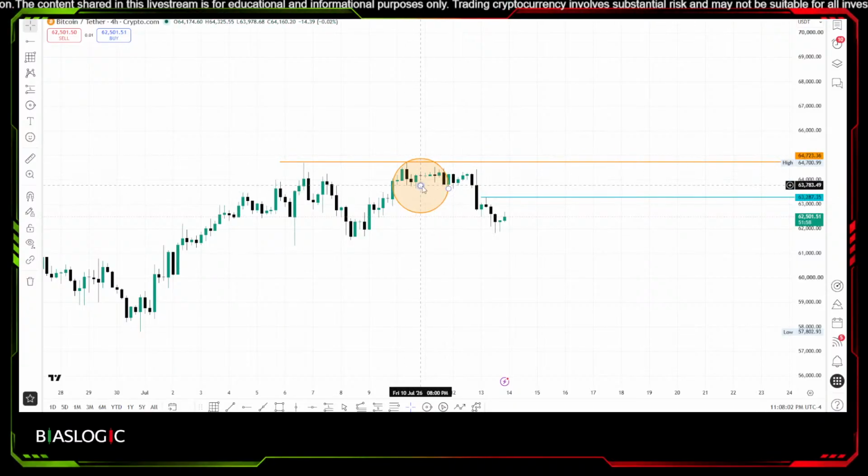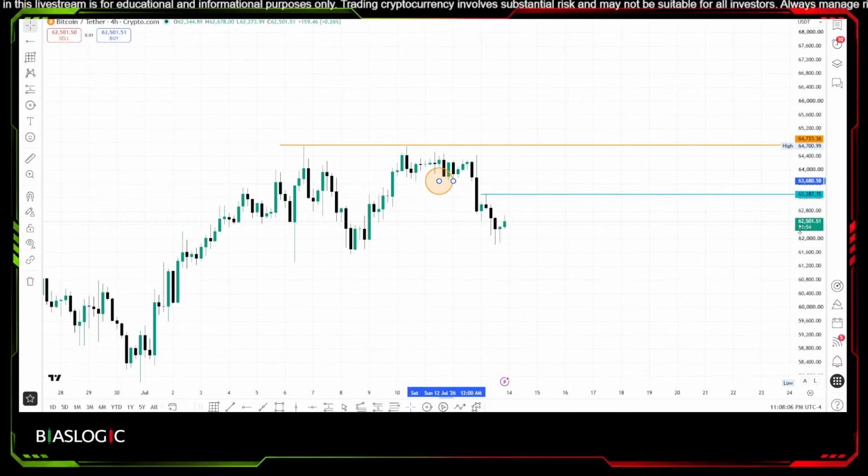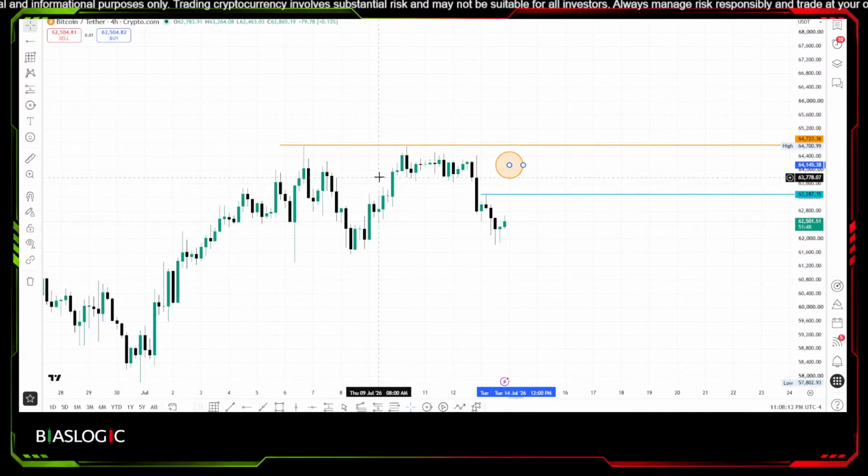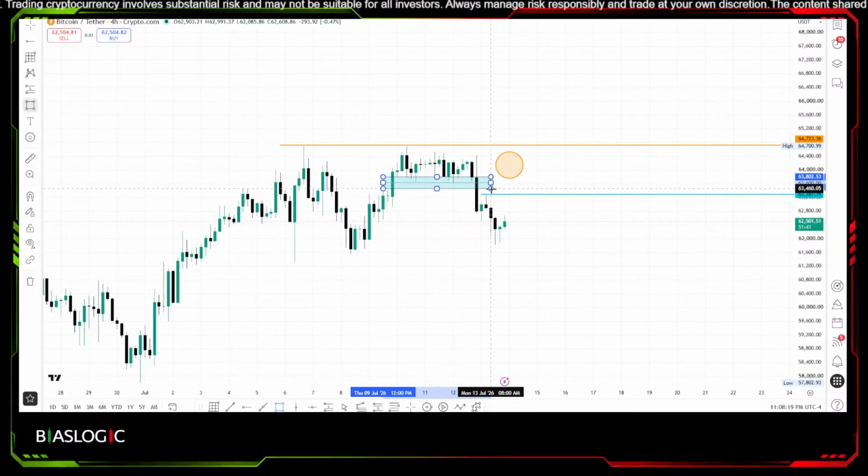Like you see, the people who ended here, a lot of people expected the price could go and take this liquidity because it spent a lot of time here, right? So if you call it an imbalance, I would say there was a fair value gap here.